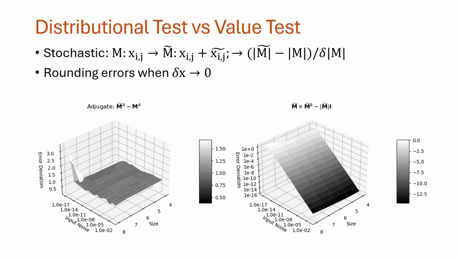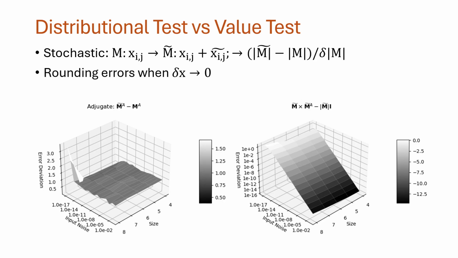In contrast, there is another test. Basically, we can calculate the randomized matrix times the adjugate matrix, and minus the determinant of the randomized matrix times the identity matrix, right? So we instead compare the data set with its statistical distribution. We compare data one by one in two data sets, and this is called a value test.